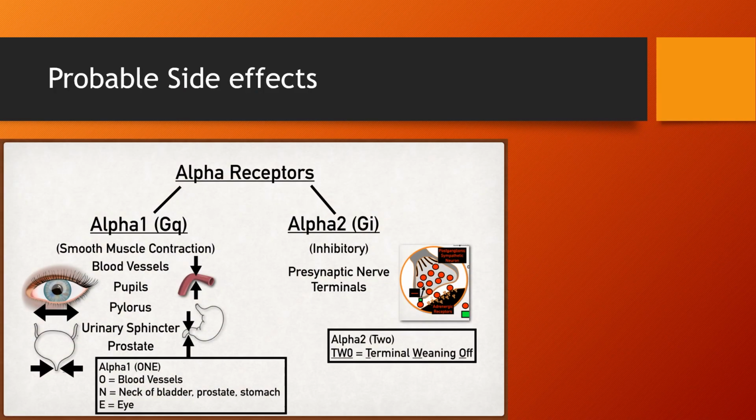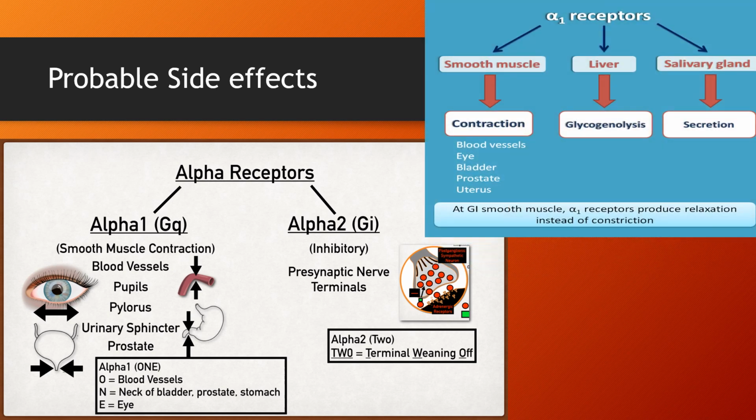So, probable side effects of alpha 1 receptors is on the blood. It may go on to act on the eye, bladder, prostate, and uterus. Alpha 1 on the pupils causes pupillary dilatation, and on the pylorus of the stomach it could cause contraction, and contraction of the urinary sphincter also.